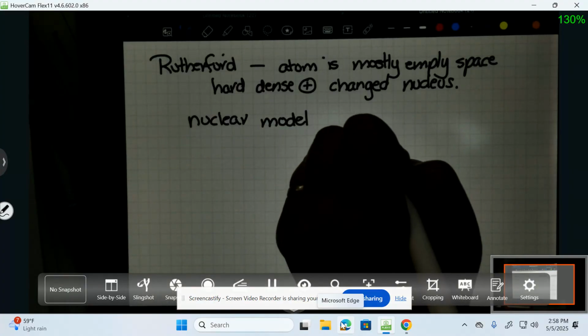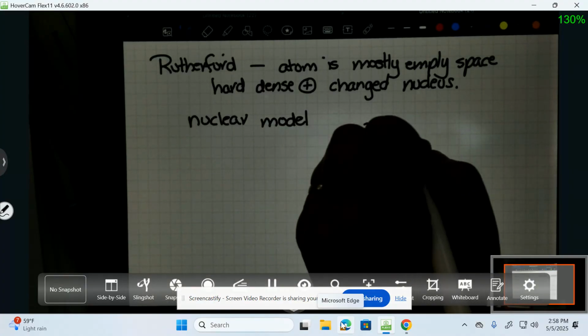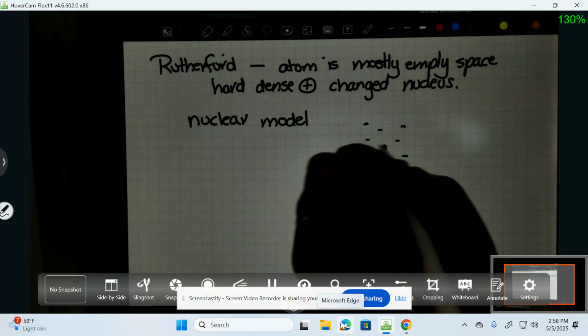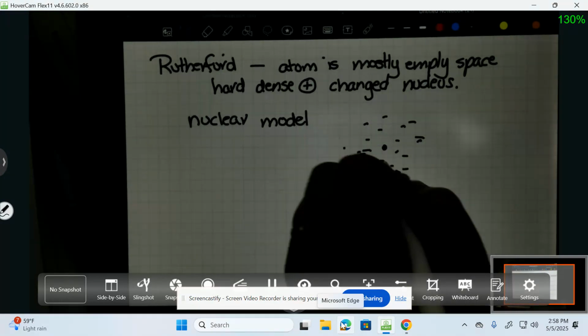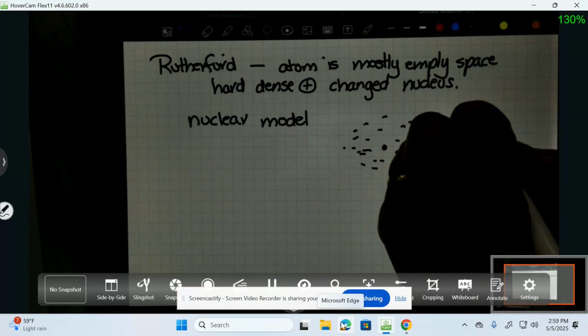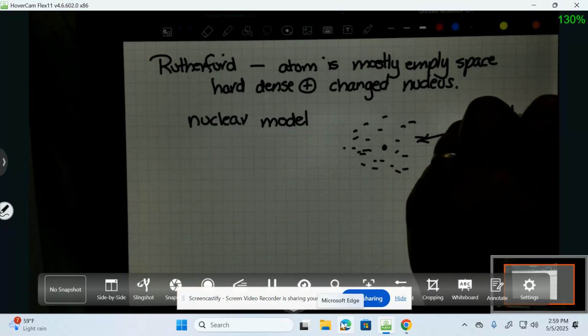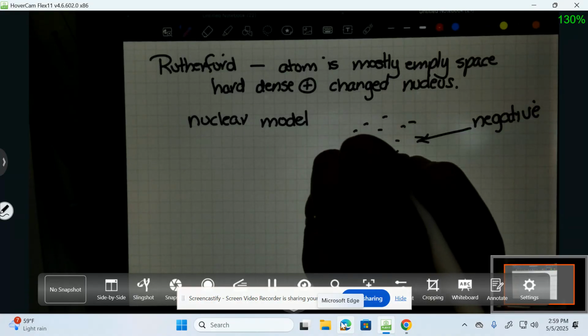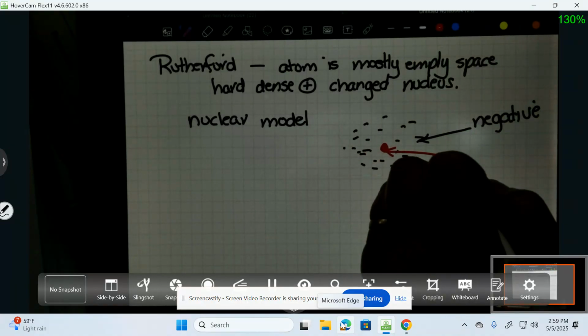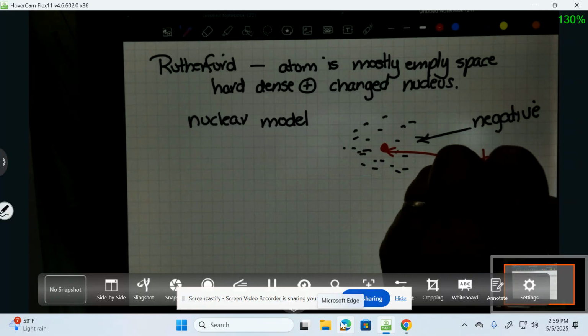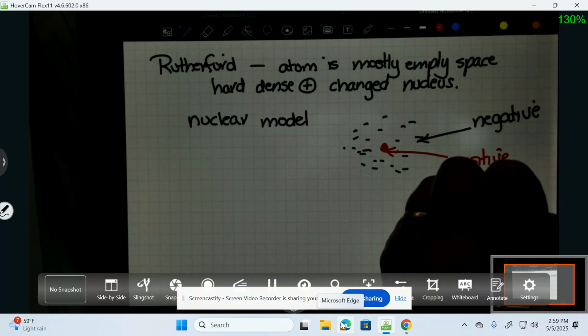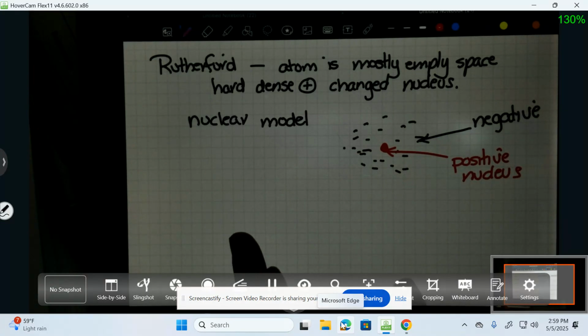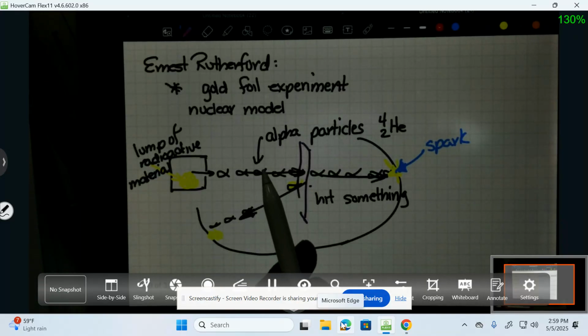It looked like this, with negative all out here. Those are negatives. These are negative. And this right here, I'll make it red so it stands out, is the positive nucleus. And what happened was, every time one of these alpha particles got close, it would shoot it back in the opposite direction.